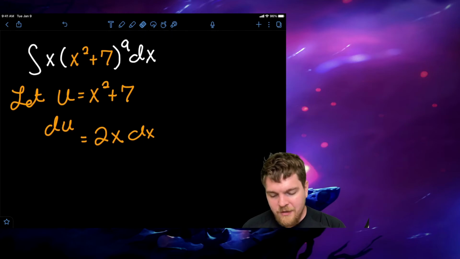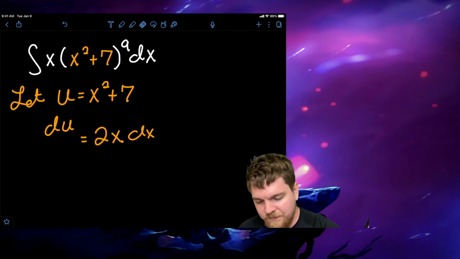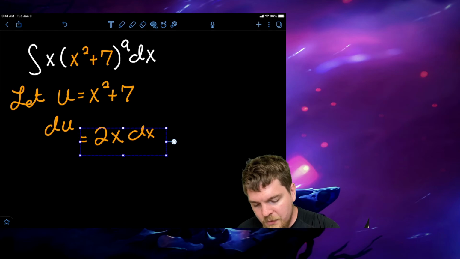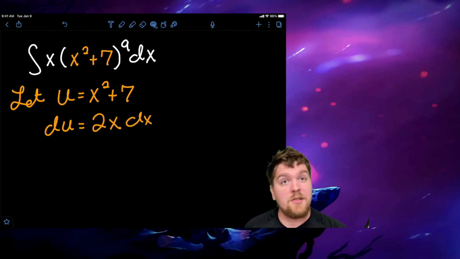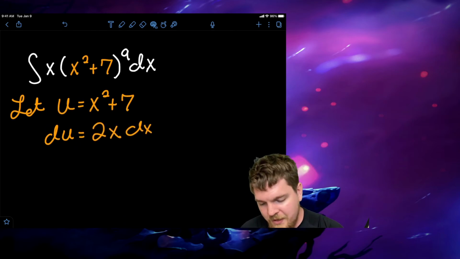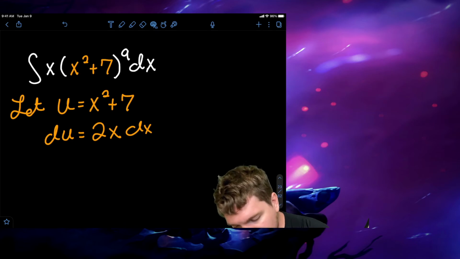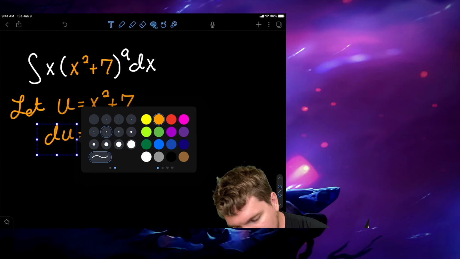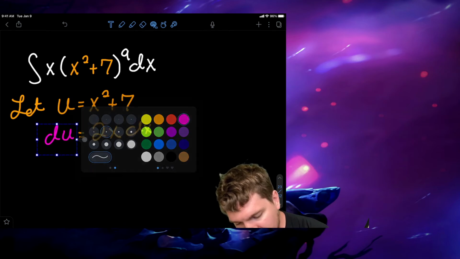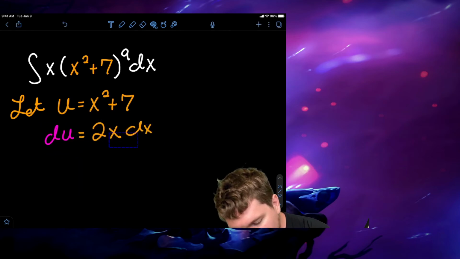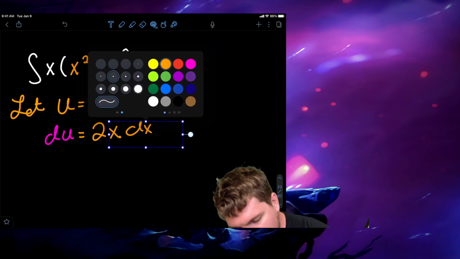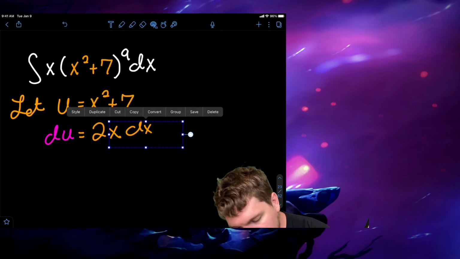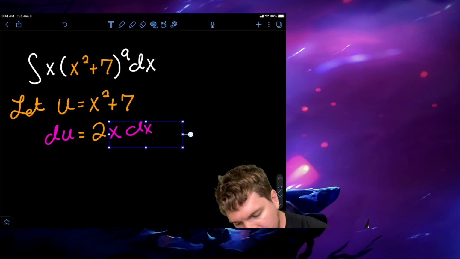And this right here now actually gives me something to rewrite my differential in the original integral in terms of du. Right? So I'm actually going to grab this guy here. I'm going to color him, let's go pink. And I'm also going to color this x dx pink. And I'll show you why I want to do this in just a second.